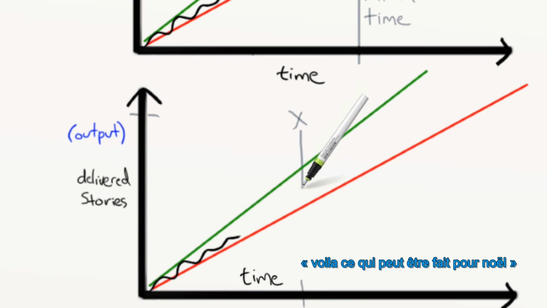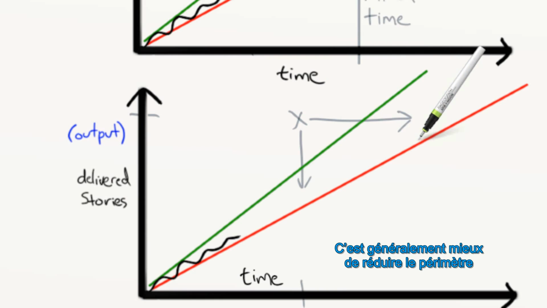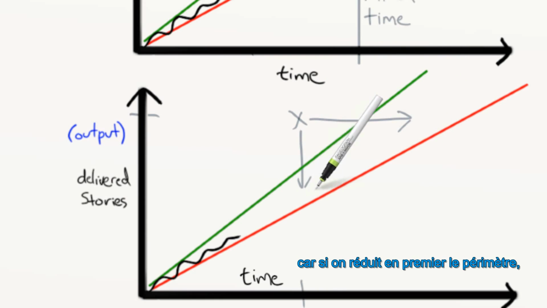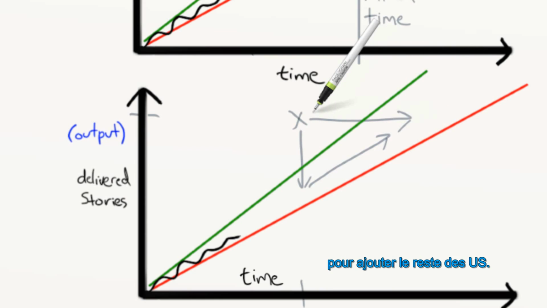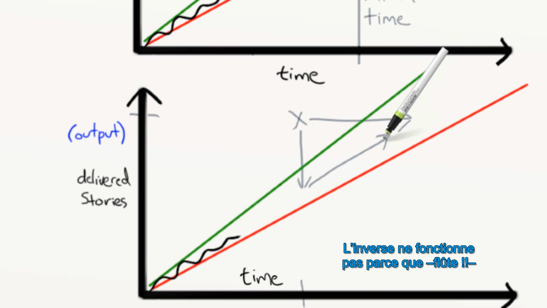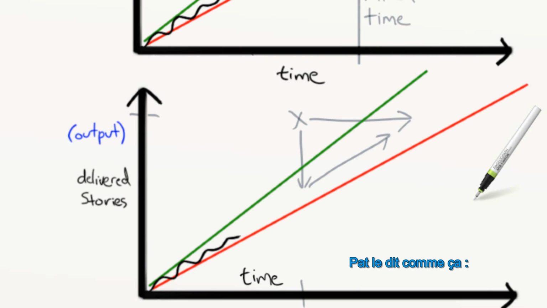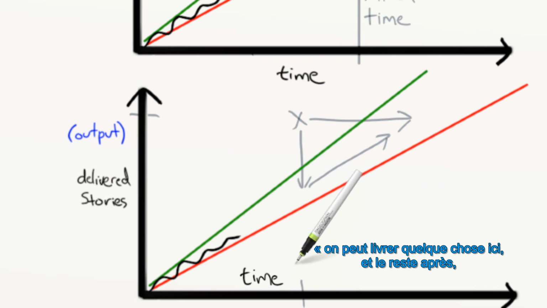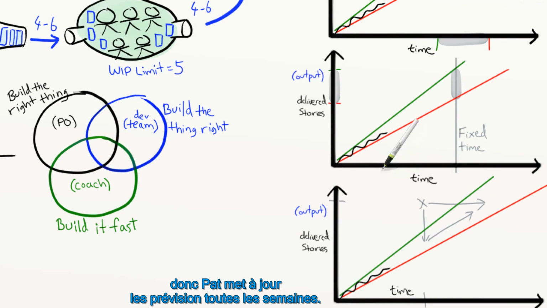Followed by, here's how much we can get done by Christmas, or here's how much more time we would need to get everything done. It's generally better to reduce scope than to extend time, because if we reduce scope first, we still have the option to extend the time later and add the rest of the stories. Vice versa doesn't work, because darn it, we can't turn the clock backwards. Time is rather annoying that way, isn't it? So Pat puts it this way. We could deliver something here and the rest later, or we could deliver nothing here and the rest later. Which do you prefer? These calculations are pretty simple to do, so Pat updates the forecast every week.